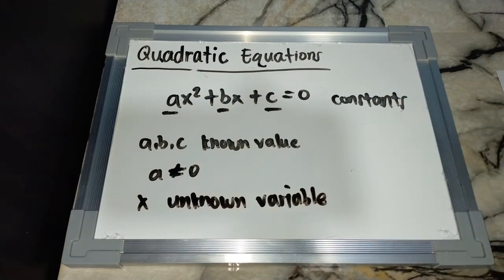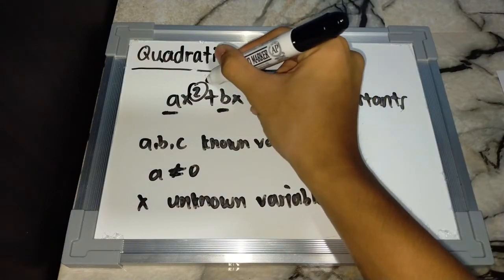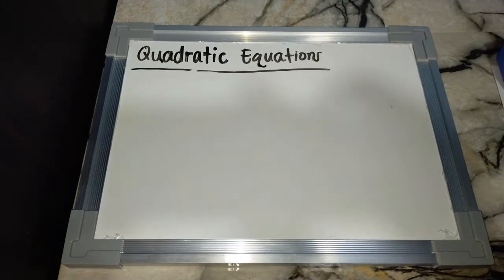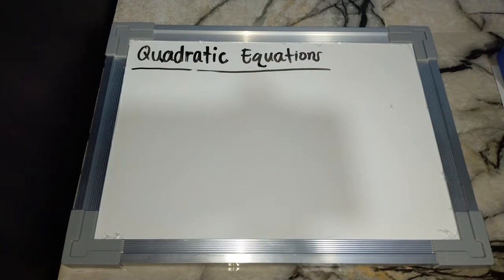Always remember that in quadratic equations, one term should be squared. It means that one variable should have an exponent of 2. So next, let us determine if an equation is quadratic or not.